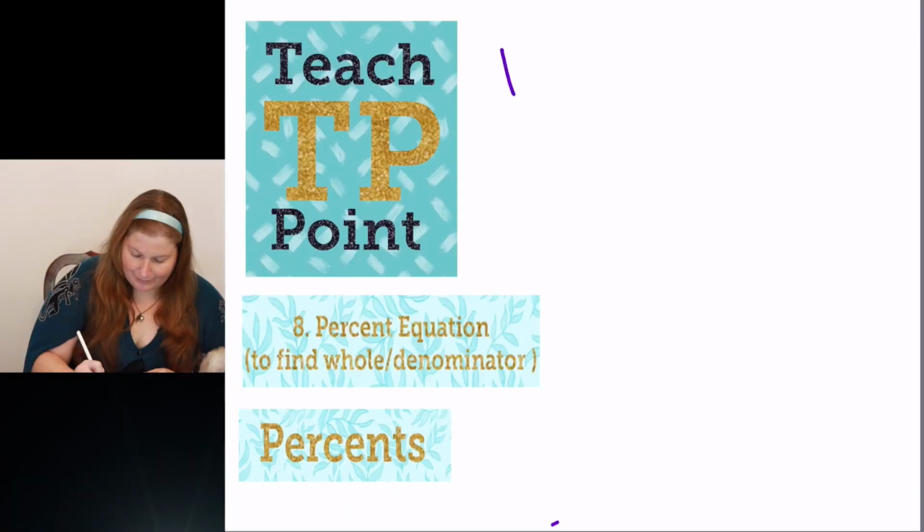Now, let's say my dog has an unknown number of heads, but I can tell you that one of those heads has a cone on it, and that's 33% of my dog's total heads. You could use this equation to solve for the total number of heads my dog has. Let's write down our teach point.